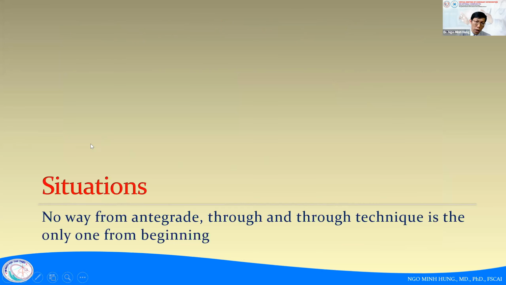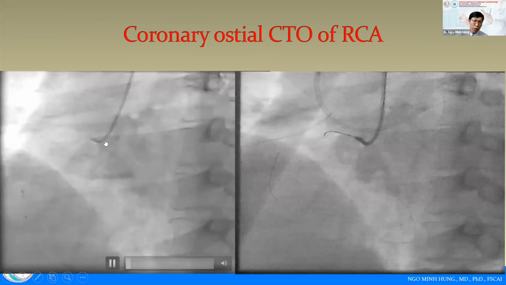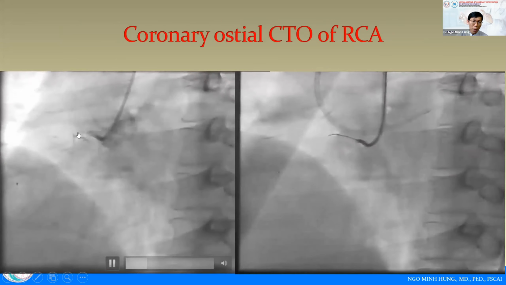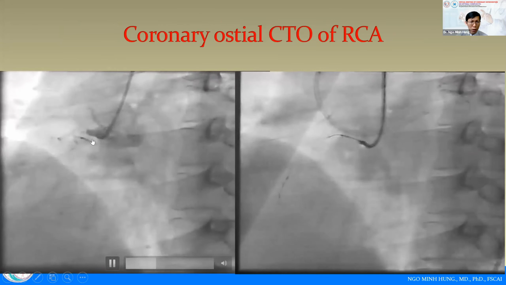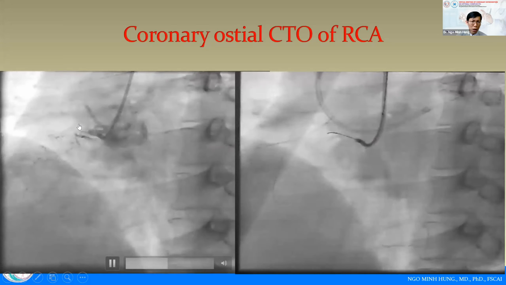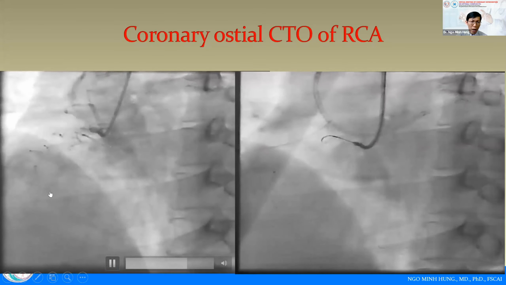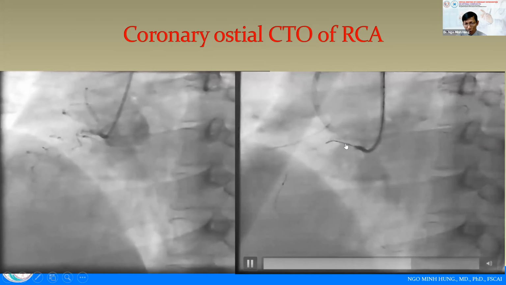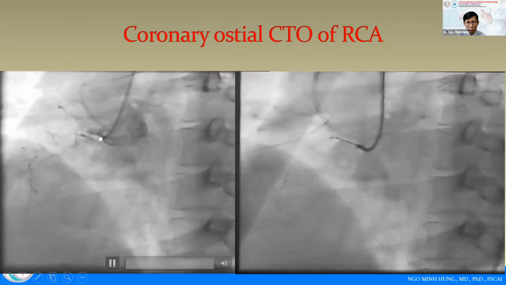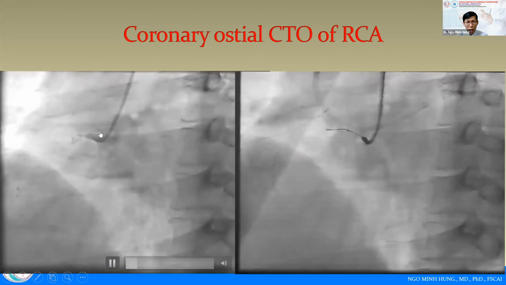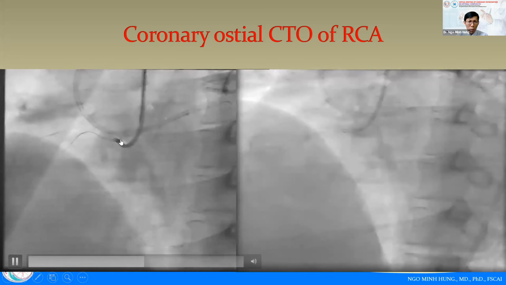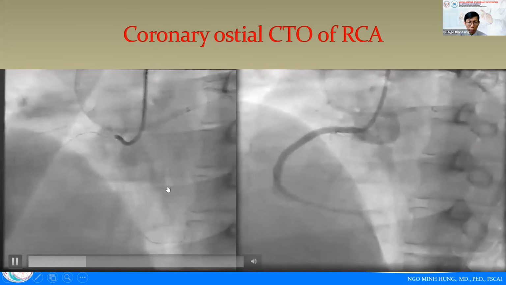Another situation where we have to cope with no way out from the antegrade through-and-through technique is the only one from the beginning. We don't have any other choice than to poke the ambiguous proximal cap, because there are so many small branches going to the distal CTO segment. So we try for a while, but we know that it goes to a small vessel and it can cause perforation. So we have to combine from the left to the right side.